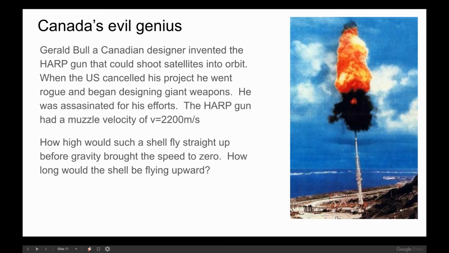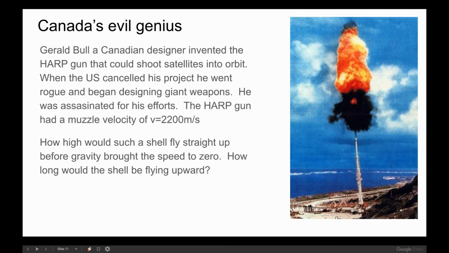Canada had an evil genius, Gerald Bull, and he invented a thing called a harp gun, amongst others. It was funded through McGill University in Canada, and US and Canada went 50-50 on this gun. He was trying to shoot things into orbit. His plan was to skip rocketry and fire really well-built satellites into orbit. And this gun fired 16-inch shells, huge. It was the biggest cannon ever invented, really. And it could fire a muzzle velocity of 2,200 meters a second straight up.